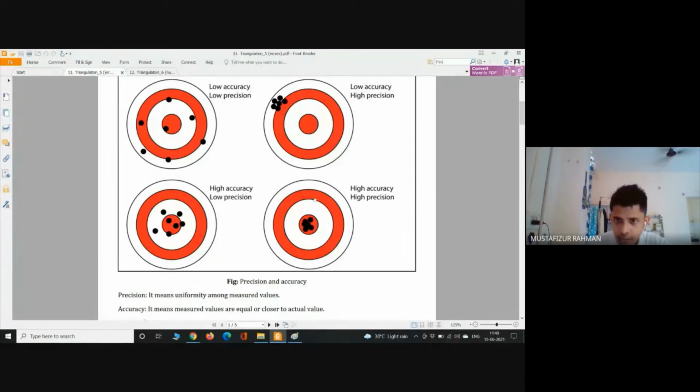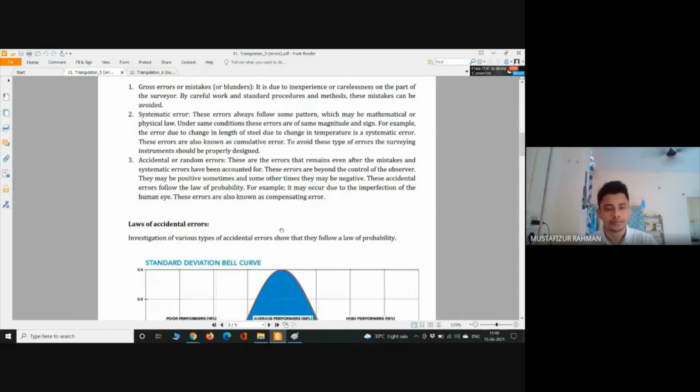And in the fourth diagram, all the values are close to each other and also very close to the original value. We are measuring 99.5, 99.8, 100, 100.1, like this. So here we have high accuracy and high precision.